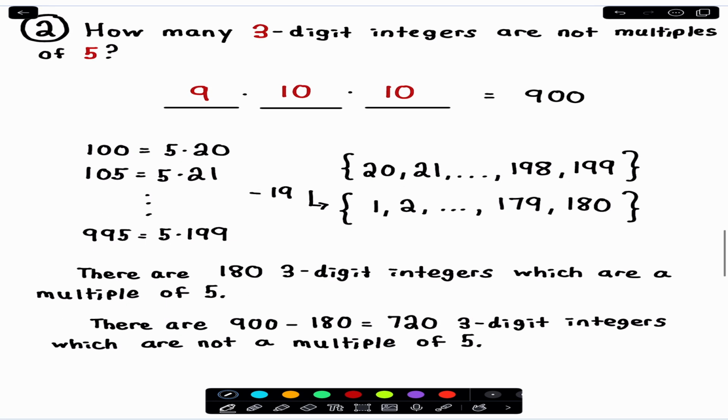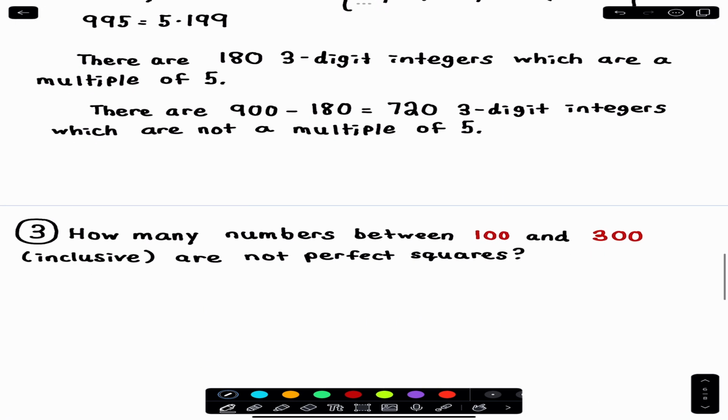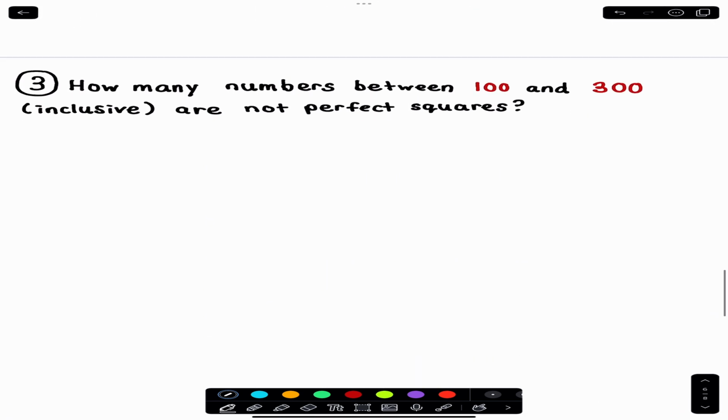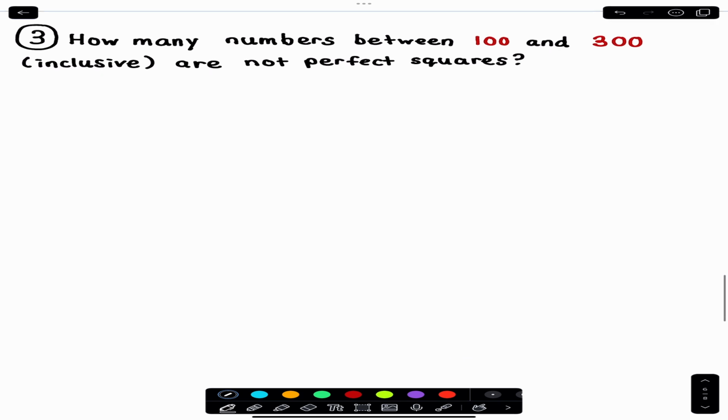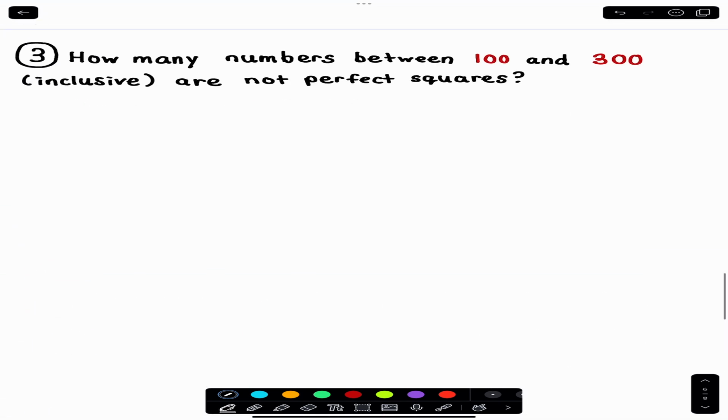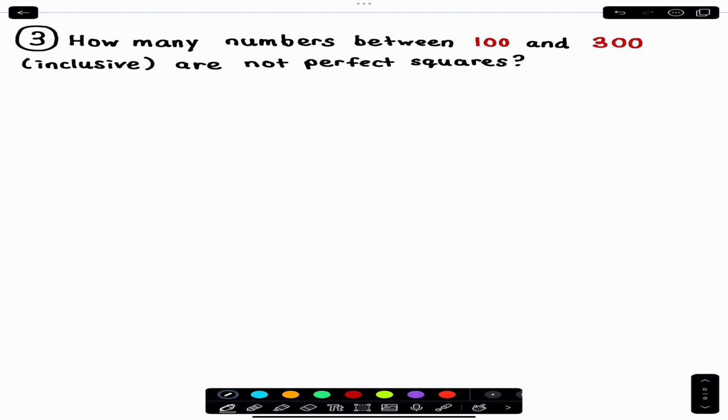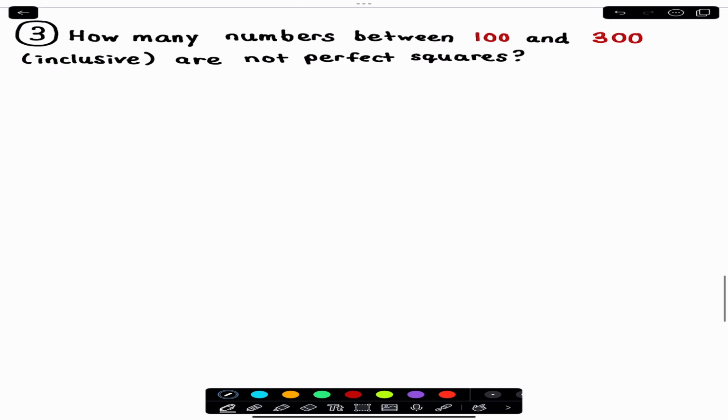Okay, let's go to the final problem of the day. Yes, there are only 3 questions because there's not much to complementary counting. So we have 3 questions in class and you have 3 homework questions after. But for now, let's stay focused and answer this final question. So our final question of the day tells us to find how many numbers between 100 and 300, keyword being inclusive, that means we include 100 and 300, but how many of them are not perfect squares?